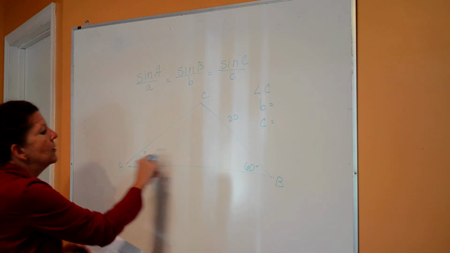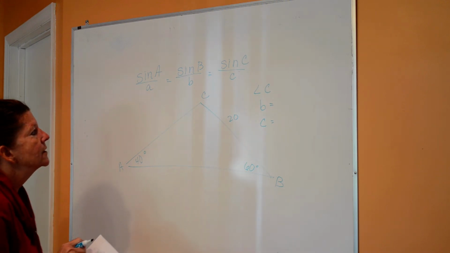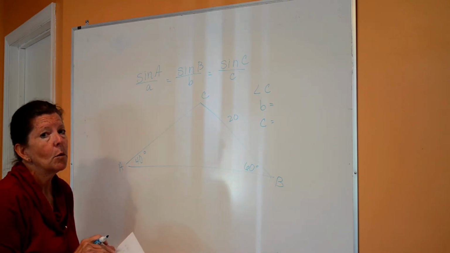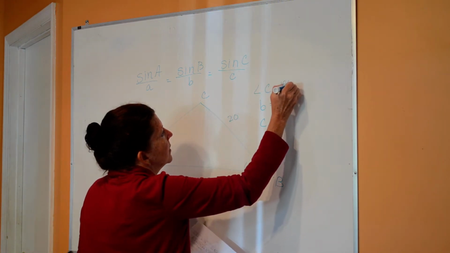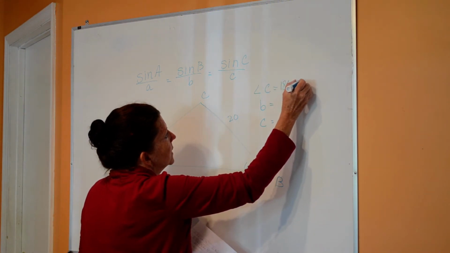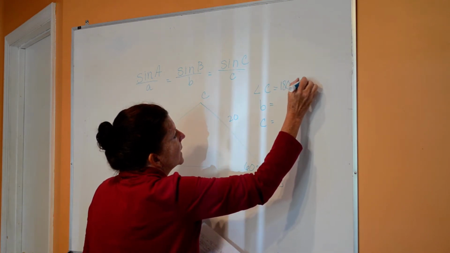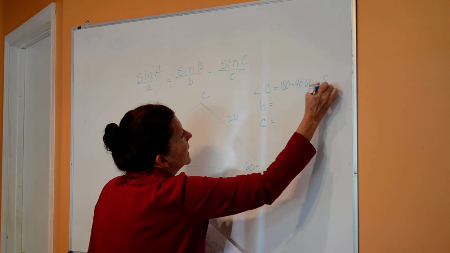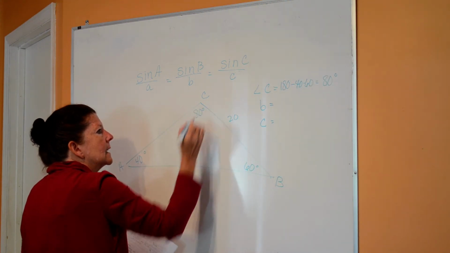Well, because I know two angles, it's very easy to find my third angle. Because they're together, they have to equal 180. So angle C would be 180 minus 40, minus 60, which is going to give me 80 degrees. So I know that angle C is 80 degrees.